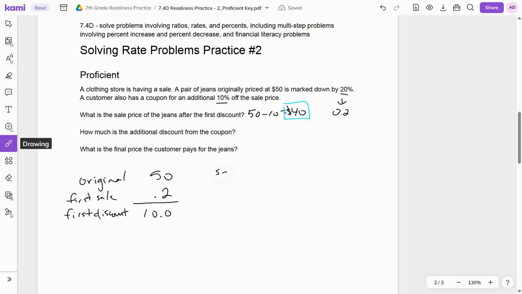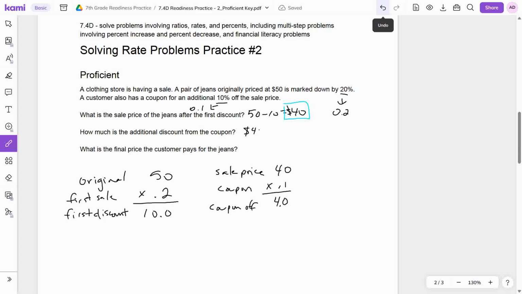Okay, so let's put that over here. Sale price is $40, 10% off. And so this is the coupon. And that 10%, we're going to just make this 0.1. We're going to multiply that right there. And that's just going to be $4. Okay, so this is the coupon off. So the additional discount from the coupon is going to be this right here, $4.